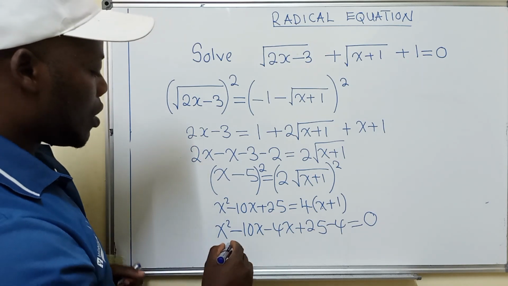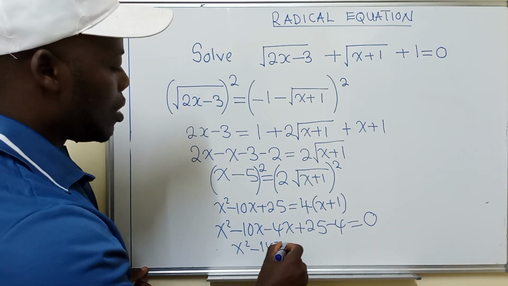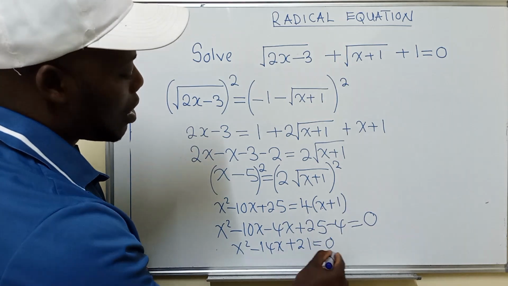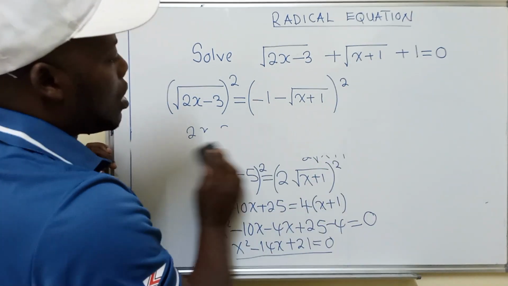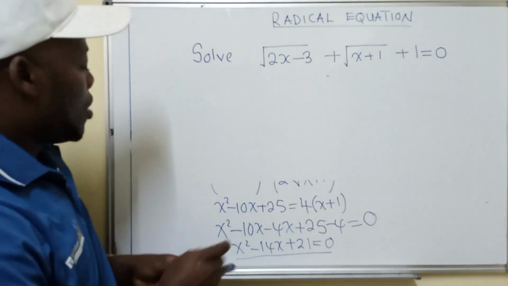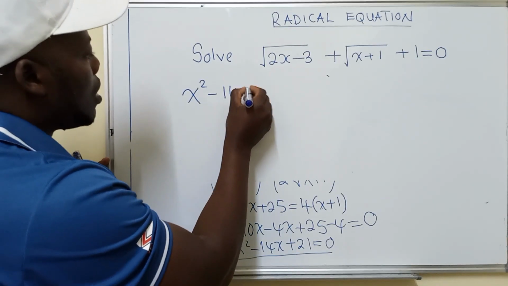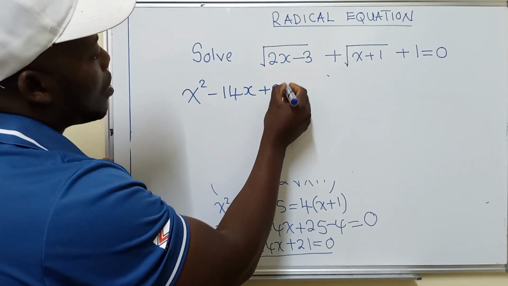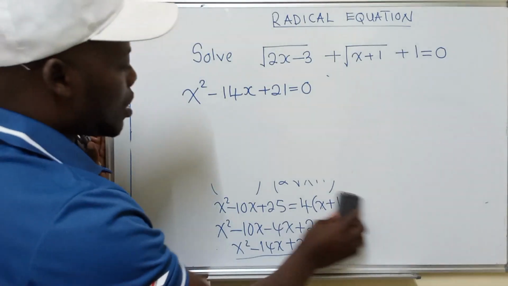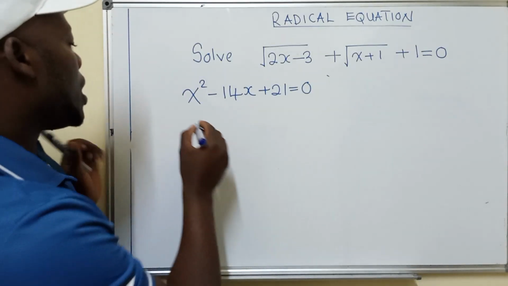So if you're able to see nicely, we have a quadratic equation right now. So this is the quadratic equation we have here. Okay, so we create space here. We have x squared minus 14x plus 21 is equal to 0. So this is a quadratic equation we need to solve. After solving this quadratic equation, we will say we are done.